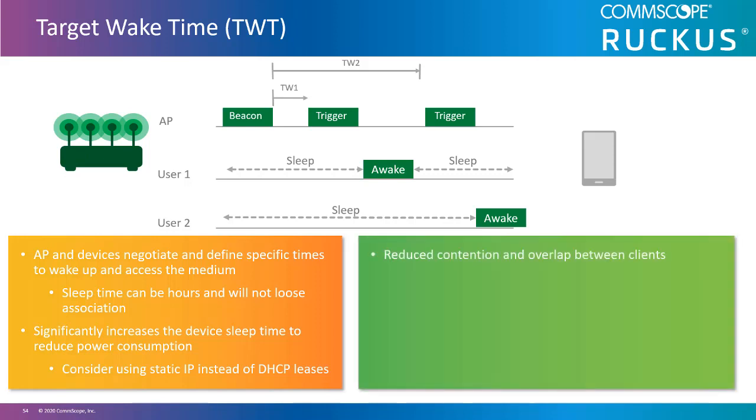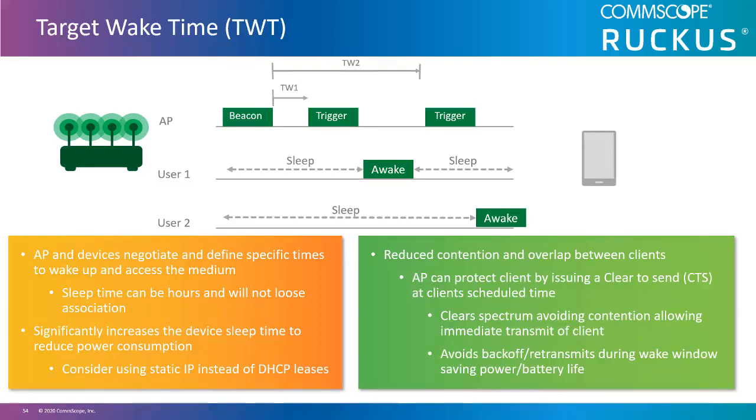In addition to power saving on the client-side device, Target Wake Time enables wireless access points and devices to negotiate and define specific times to access the medium. APs can further protect these deep sleep devices by clearing the channel at the time of scheduled wake time to avoid back-off collisions or retransmits. This helps optimize spectral efficiency by reducing contention and overlap between users.